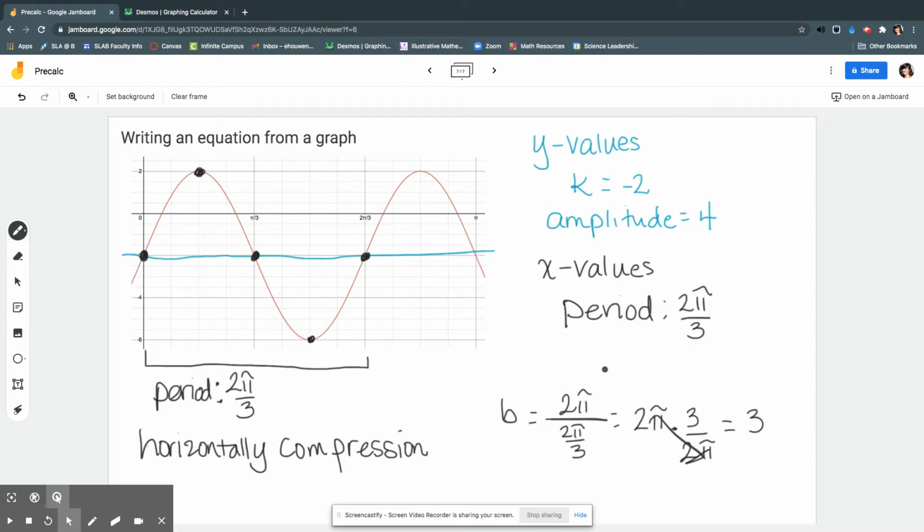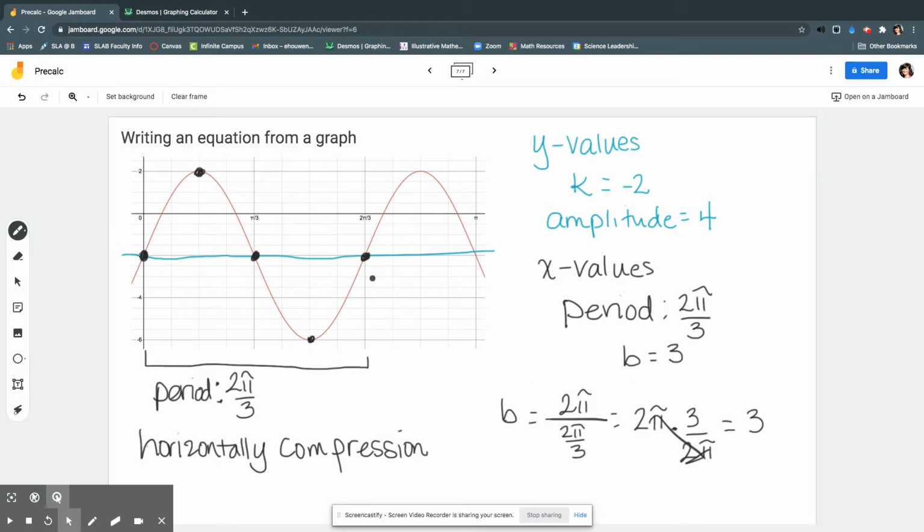So it makes sense. Again, I've thought it through a few different ways. I don't just do it one time and get the answer. I've thought about it in a couple different ways. It's a compression. It's got to be larger than 1 because compression works inversely. There's going to be 3 times as fast moving around. So I know that b is going to be 3.